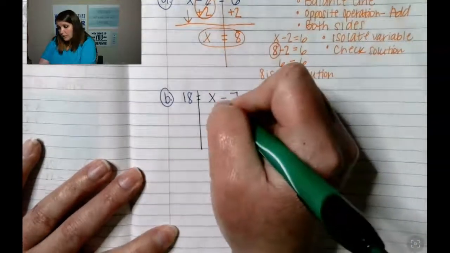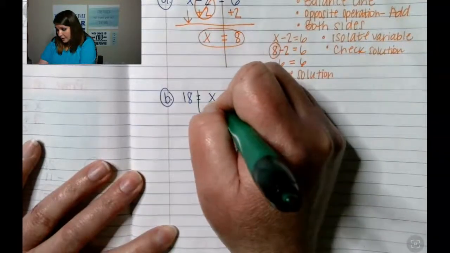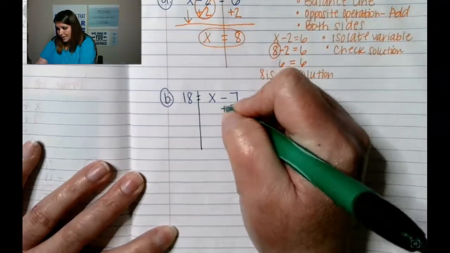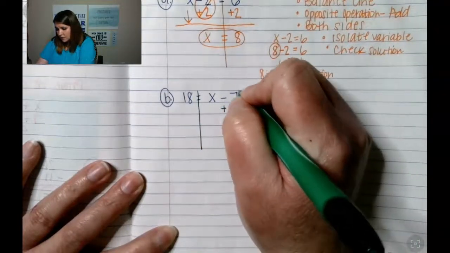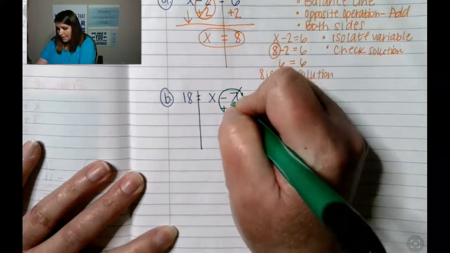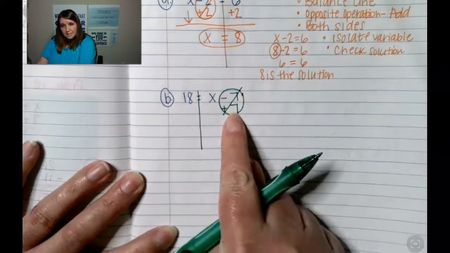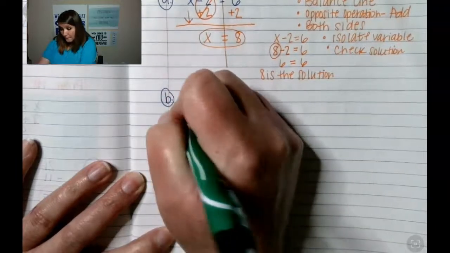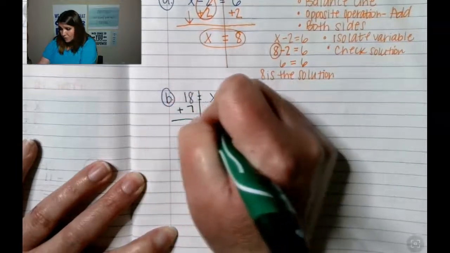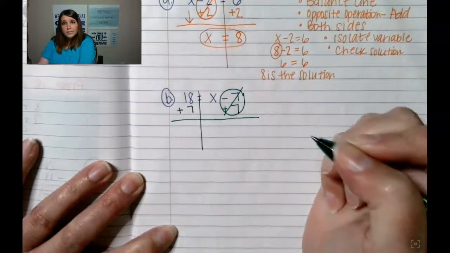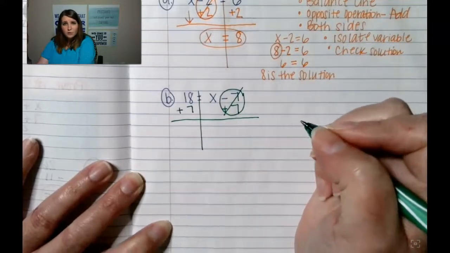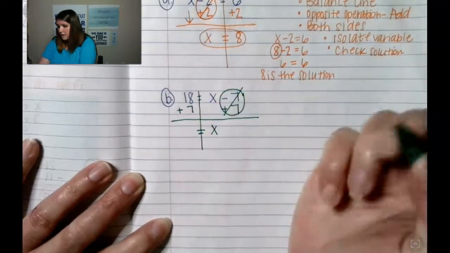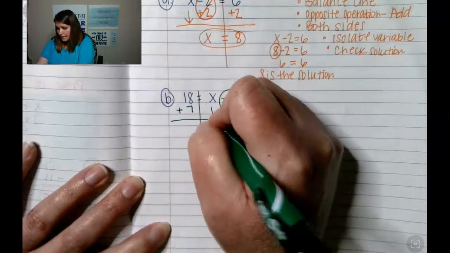I want my variable all by itself. So I need to undo subtraction by adding 7. When I add 7, it cancels. Positive and negatives cancel each other out. I get 0. If I add 7 here, I have to add 7 there. A balance. Otherwise, my scale will tip. I will be the kid on the teeter-totter out on the playground who flies in the air, and we don't want that to happen. We don't want our x flying in the air. Okay, the x is all by itself.